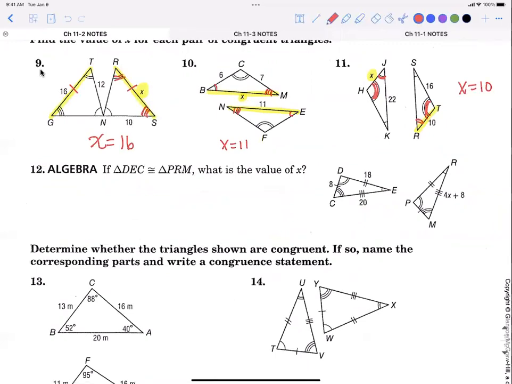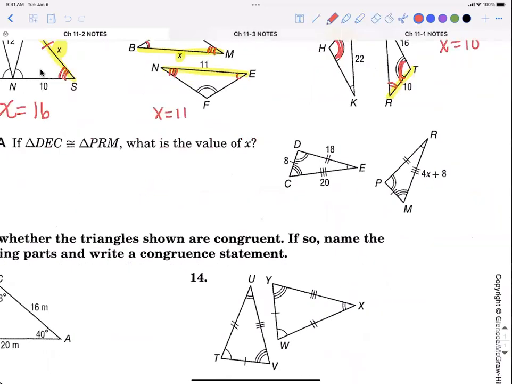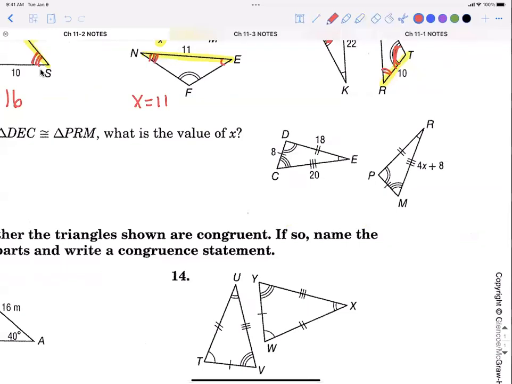All right, for number 12, it says, what is the value of X? Now this takes a little bit of algebra, and that's okay, because I remember when I told you at the beginning of the year when we were solving equations, I said this doesn't go away ever. It really doesn't, it keeps coming back. So we want to solve for the value of X, and X is right here. It's that side length, which is the triple slash, 4X plus 8.